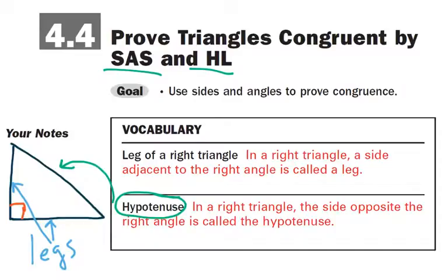And then the longest side is the hypotenuse. This side is the hypotenuse for this right triangle. One simple way to tell which side is the hypotenuse: think of the right angle symbol as an arrowhead, and that arrowhead is pointing towards the hypotenuse. And again, the hypotenuse will always be the longest side.